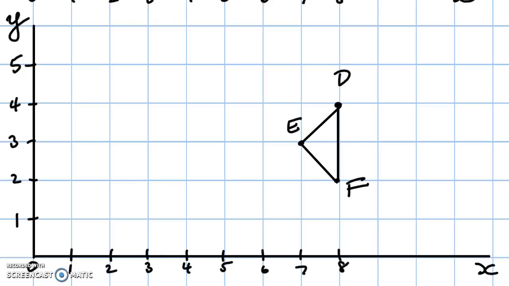So just as a point of reference, let's jot down the coordinates of the original triangle DEF. Point D is at (8, 4). Point E, or vertex E, is at (7, 3). And then vertex F is at (8, 2).